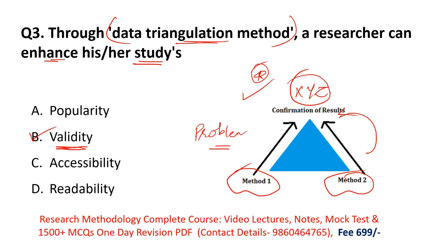Now we'll see the incorrect options as well. Option A is popularity. No, through the data triangulation method, a researcher cannot say that the results are popular. So option A is incorrect. Then option C is accessibility, how many people can access that data. Again, this is not the correct option. Then option D is readability, meaning how easily people can read that research or paper. The data triangulation method does not show us readability, but it shows us the validity of that study, how valid the results are. So the correct option is option B, validity.